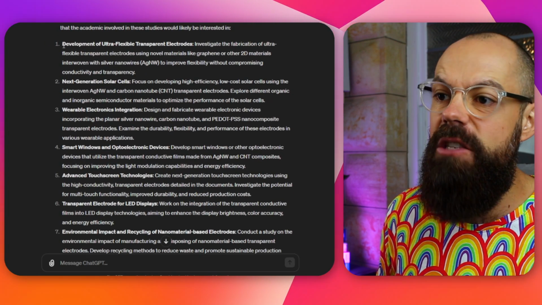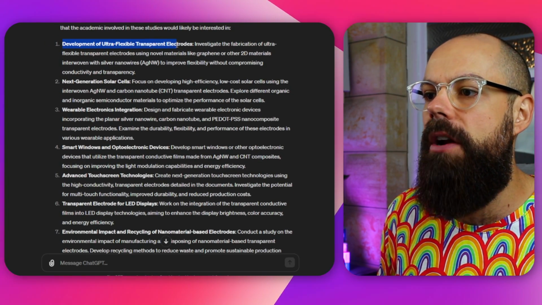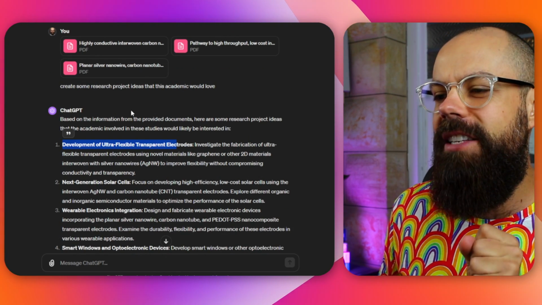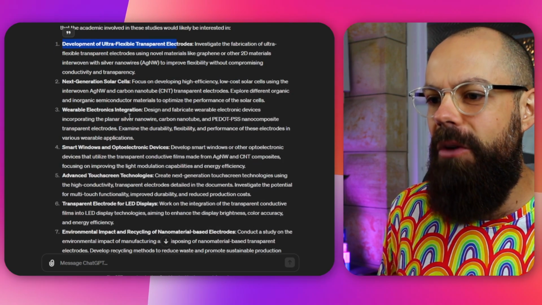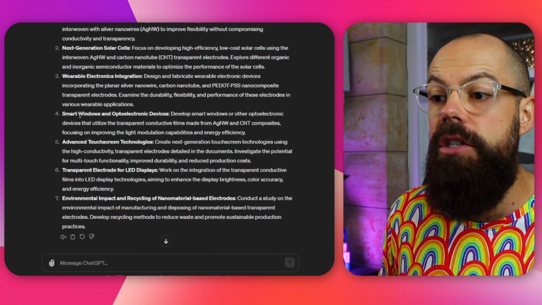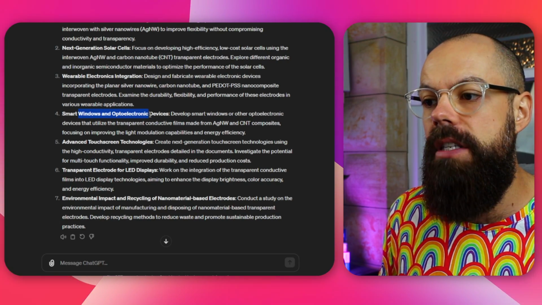And then it gave me these ones: development of an ultra-flexible transparent electrode. And by the way, these are my papers, so I do actually quite like these ideas, which is a good start. So here we've got next generation solar cells, quite broad, not really useful. Smart windows and optoelectronic devices, that's quite interesting to me. So now I'm starting to think, okay, what would be a first step towards a smart window that I could do in a certain time period?